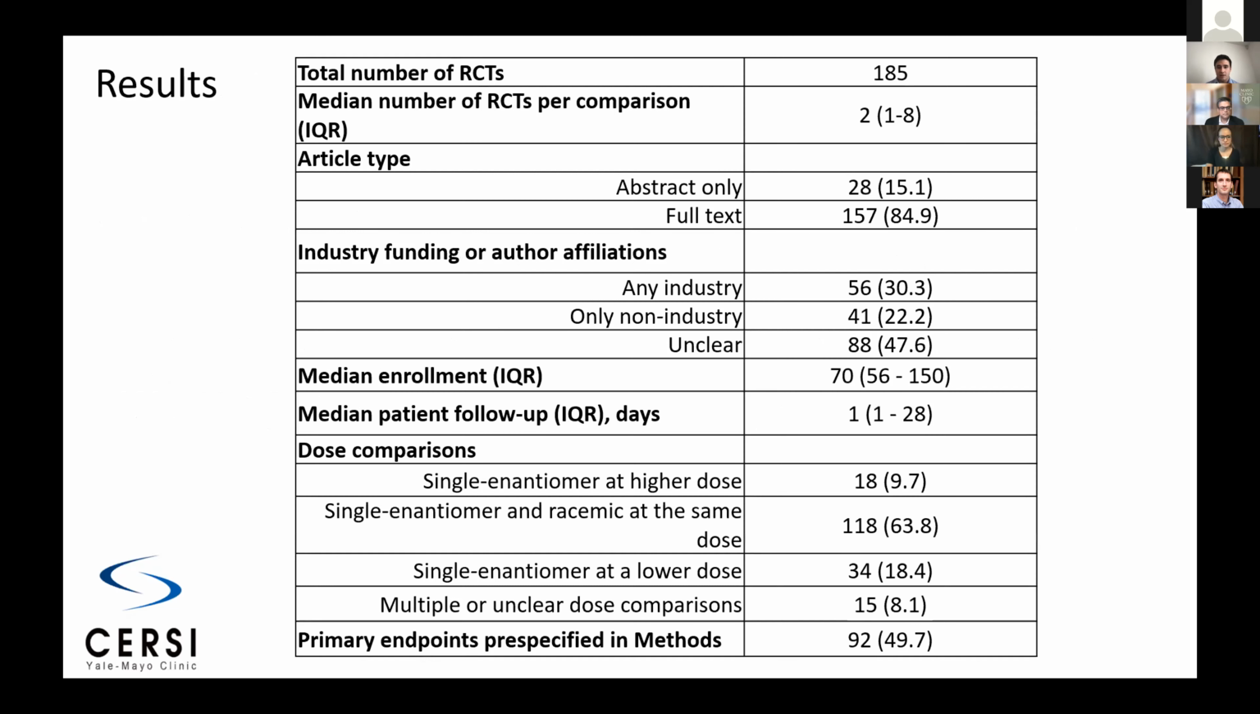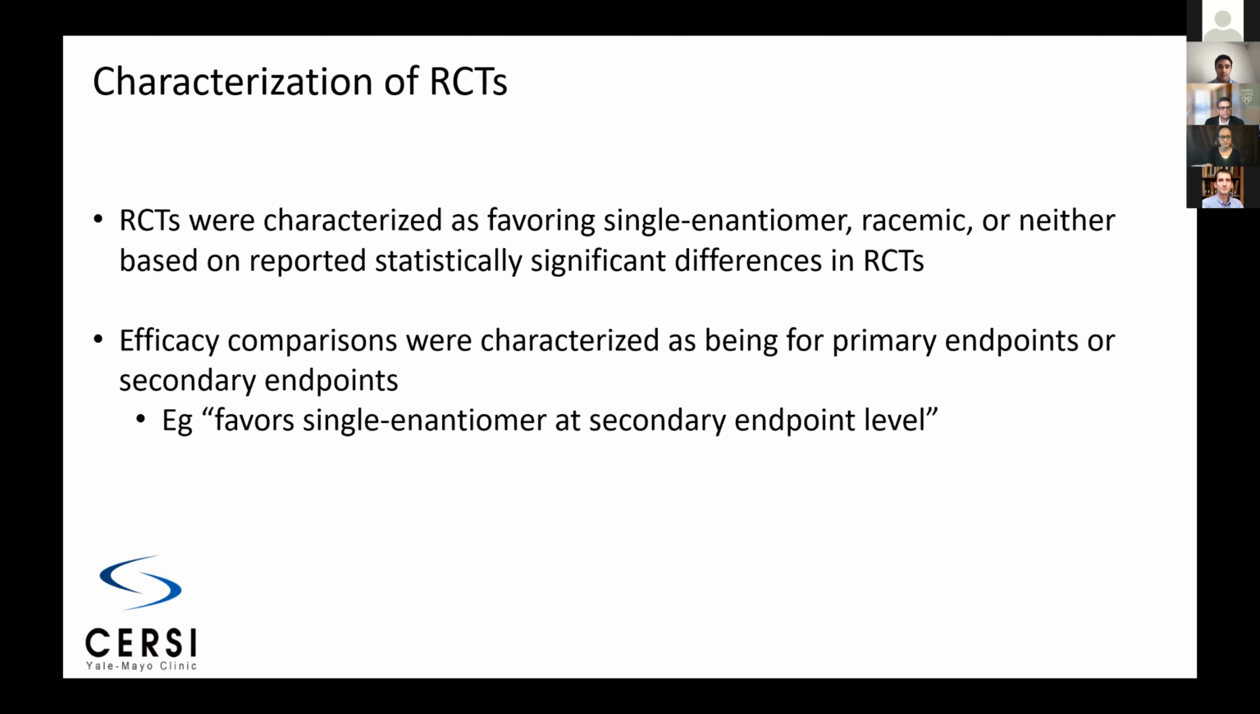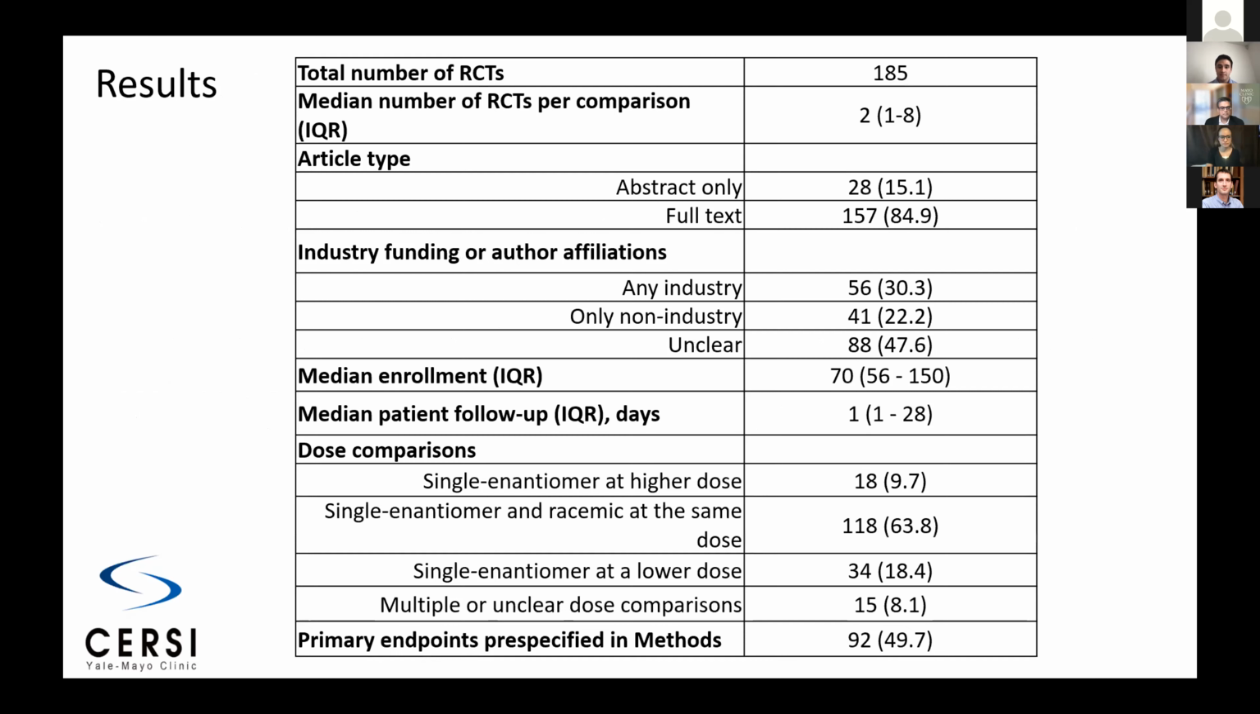Then for safety, we considered each trial separately from efficacy. So a given trial might favor one drug for safety and the other for efficacy. And we did not divide that based on primary or secondary endpoints because safety endpoints were rarely defined as primary in the studies. Next slide, please.